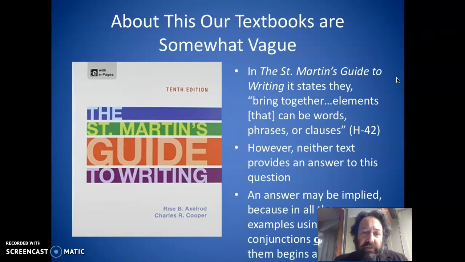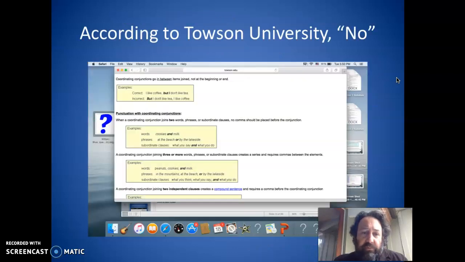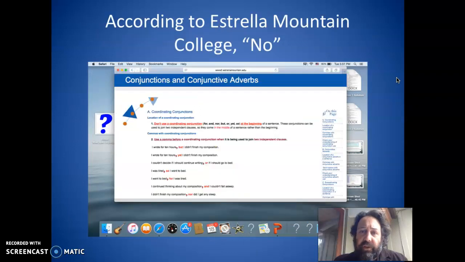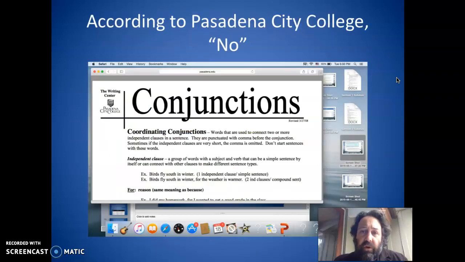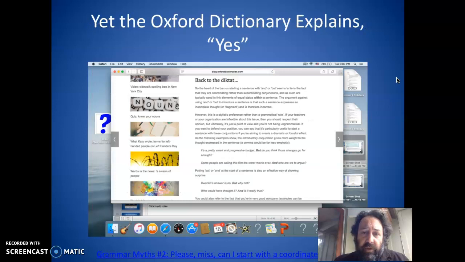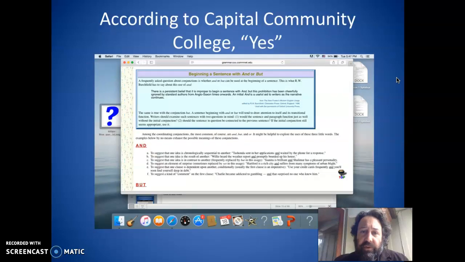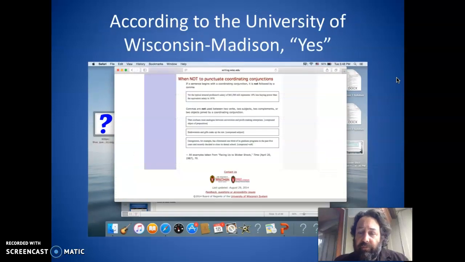If we look in the textbooks that I used to use, they were not very clear about answering it, which I didn't like, so I kept looking around. Different universities said no. Different colleges said no. Pasadena, up the street, says no. Of course you don't start a sentence with a coordinate conjunction. But then the Oxford Dictionary says that you do, which got me confused. So I kept looking, and I found that there is some disagreement on this.